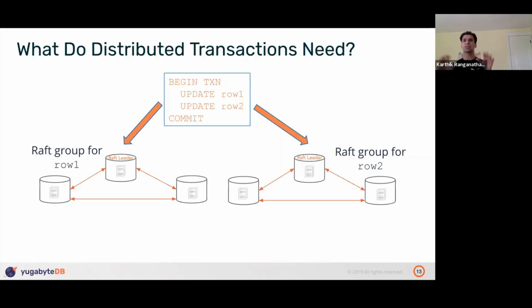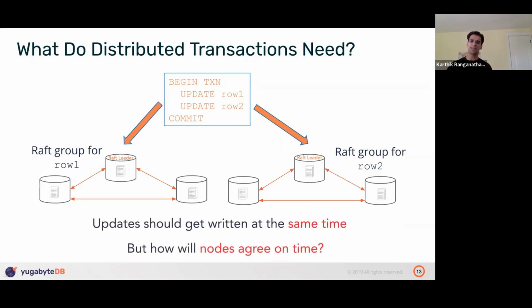And both these entries have to commit and be visible to the user at the same time. So that's really the statement of the problem, right? The key there is that the nodes need to agree on both the time at which the update was made and the time from which the update is made visible to the end user. They're two different values, right? They could be two different values.